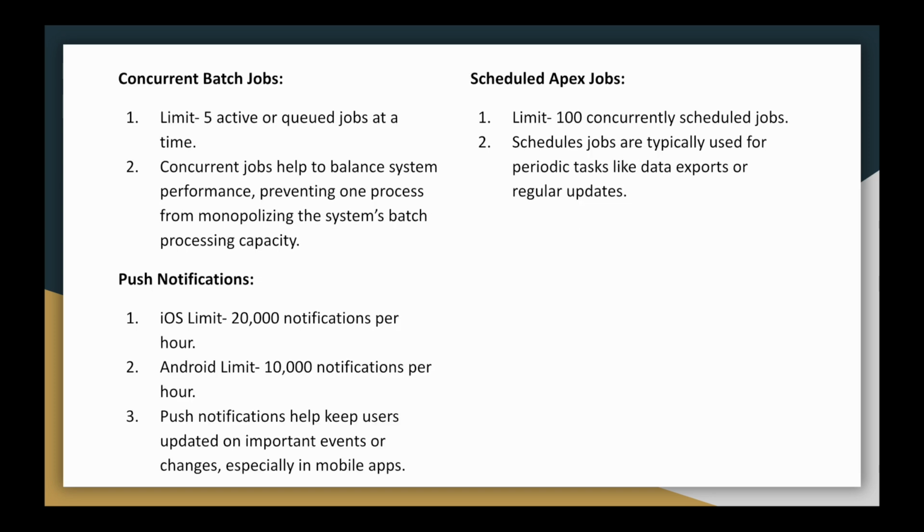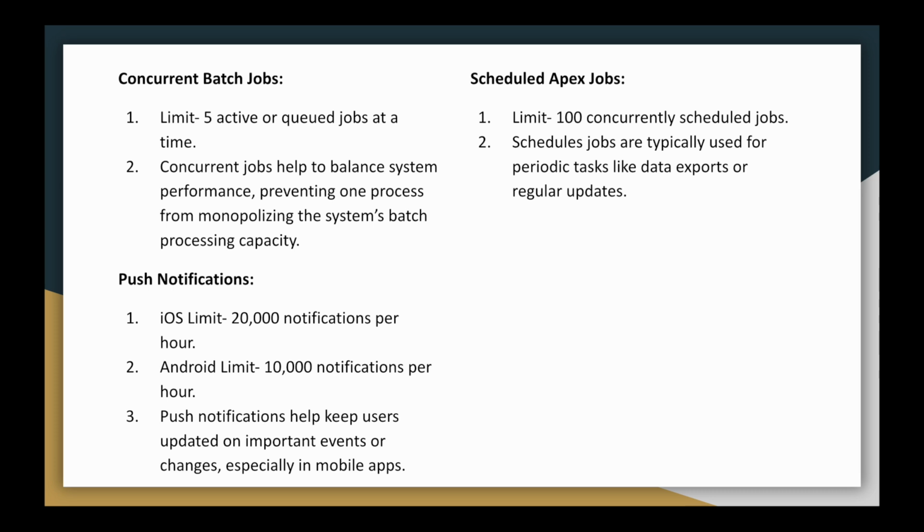So let's move on. Now we have concurrent batch jobs. We can have five active or queued jobs at a time. It means we can have five jobs scheduled at a time, or they can be queued. We call a second batch job from the first batch job, and similarly a third batch job from the second. So likewise we can have five active batch jobs. This helps us to balance system performance and prevent one process from monopolizing the system's batch processing capacity.